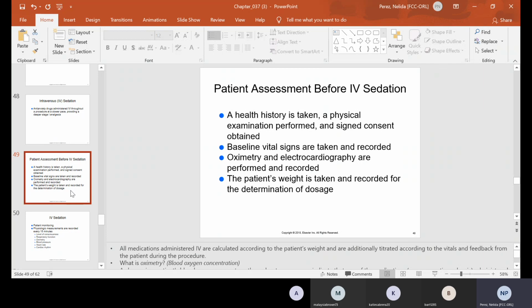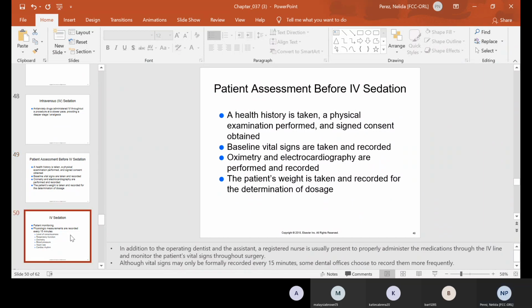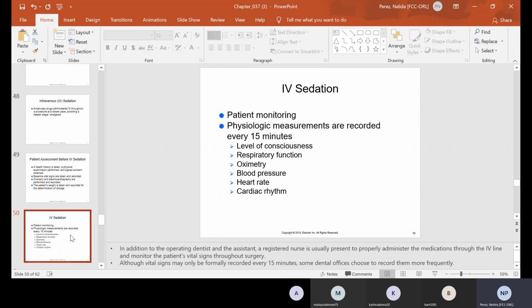We always have to take a baseline of what their vital signs were before and then after. Oximetry and electrocardiography are performed and recorded. The patient's weight is taken and recorded for the determination of dosage. Normally, I'll be honest with you, the people that really do IV sedations are usually the oral surgeons, especially if the patient has wisdom teeth to pull out or multiple teeth to extract. They will be the ones to do it.